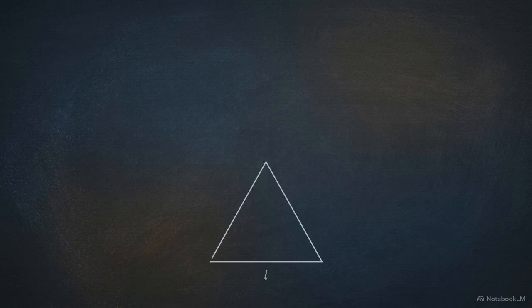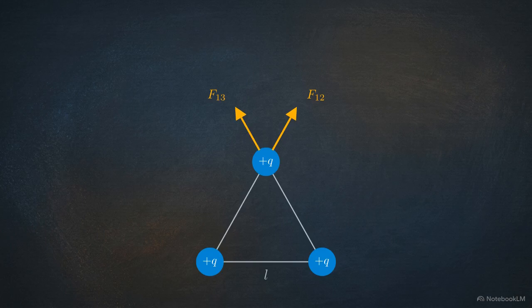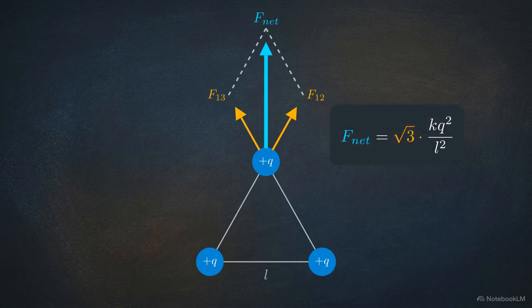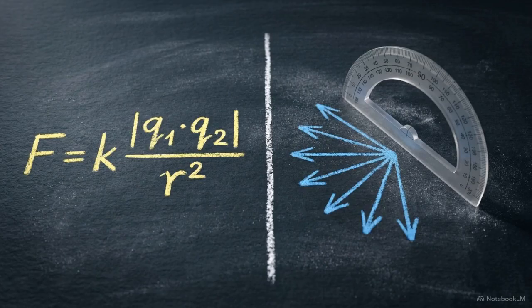For an equilateral triangle with identical positive charges, we analyze the top charge independently. The bottom left charge creates a repulsive vector up and right. The bottom right creates another up and left. By the parallelogram law, horizontal components cancel, leaving a vertical resultant force of √3 kq²/L². Solving these problems requires the simultaneous application of Coulomb's law and precise geometric vector resolution.